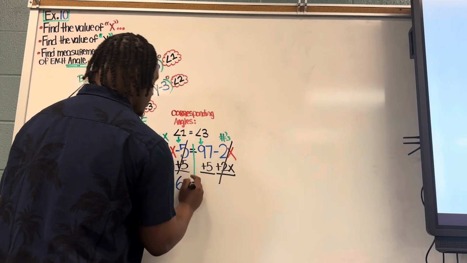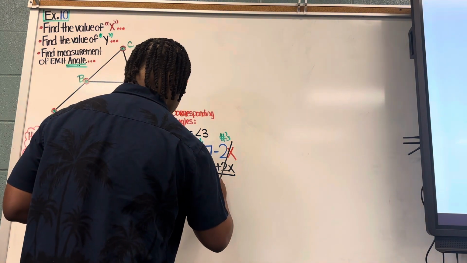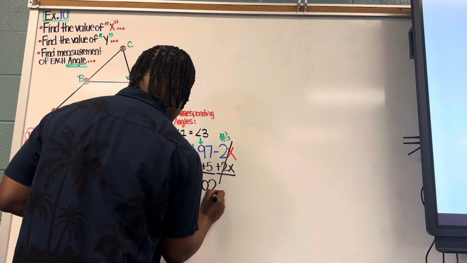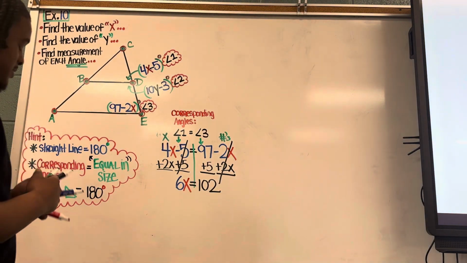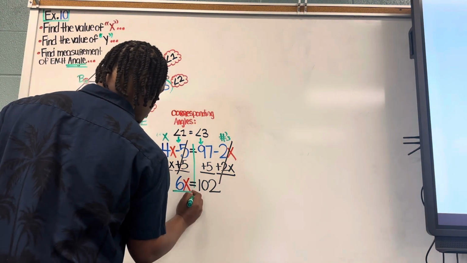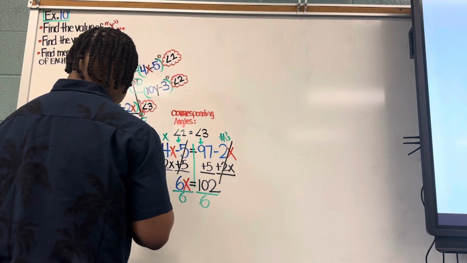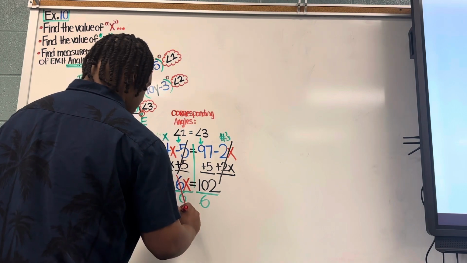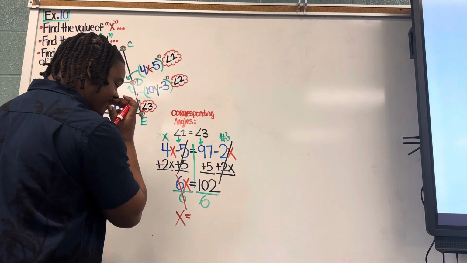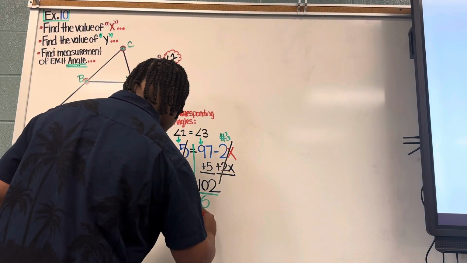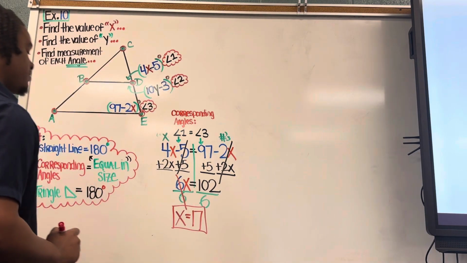Equals 97 plus 5 is 102. Okay? So now, in order for us to find out the value of x, we need to divide both sides by 6. And then 102 divided by 6 equals 17. So x actually has a value of 17.